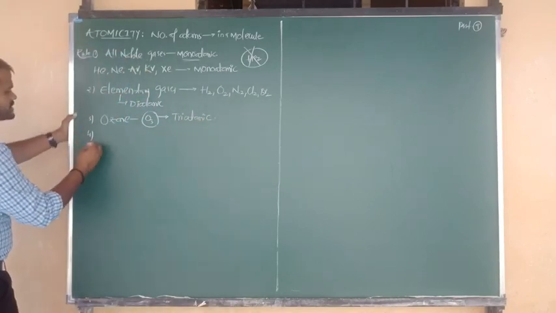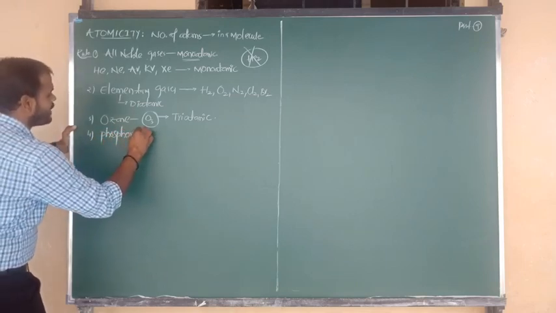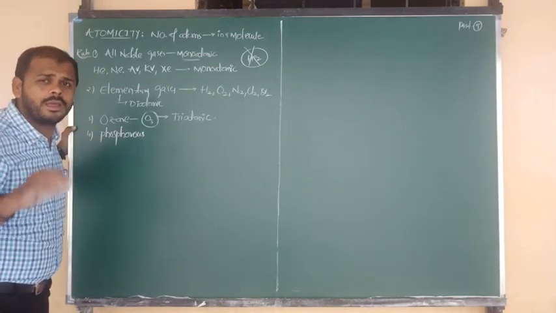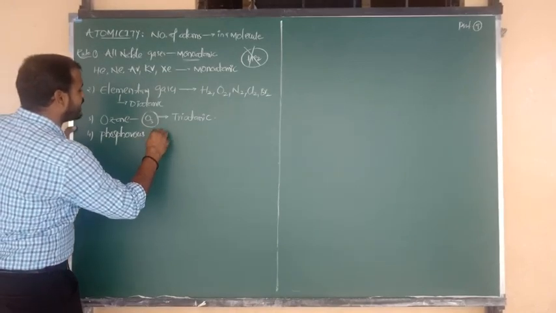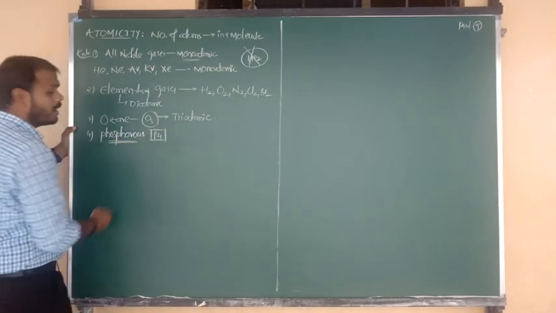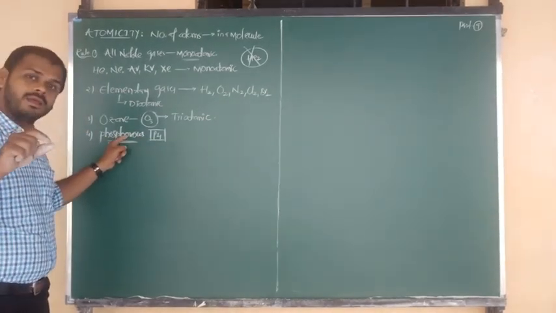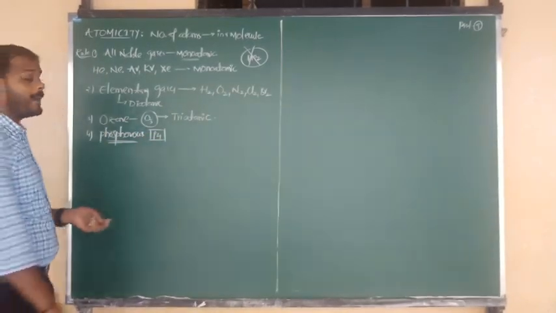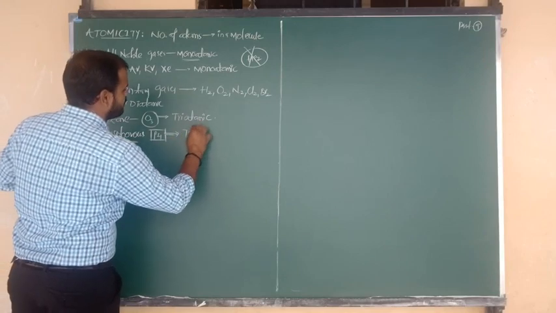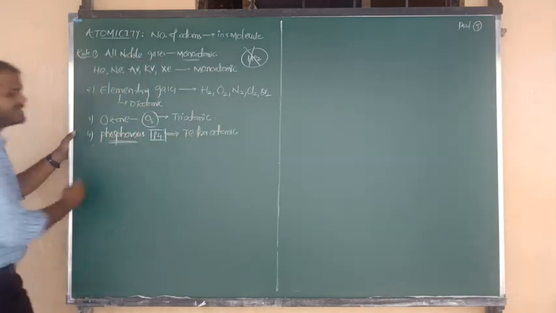Next example I want to say is phosphorus. Maybe white phosphorus, maybe red phosphorus, whatever that may be. Phosphorus always contains the formula P4. What is the formula of phosphorus? P4 means one phosphorus molecule contains how many phosphorus atoms? 4 phosphorus atoms are there. So phosphorus is always an example of tetraatomic, meaning phosphorus atomicity is 4.